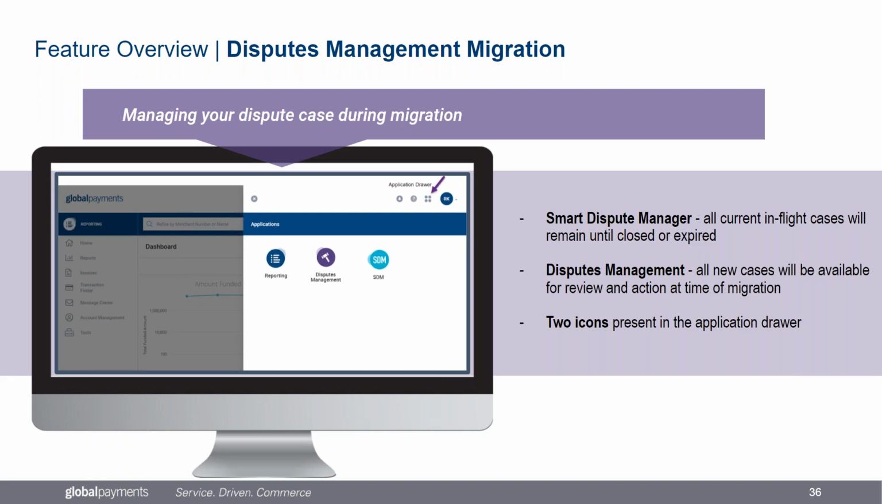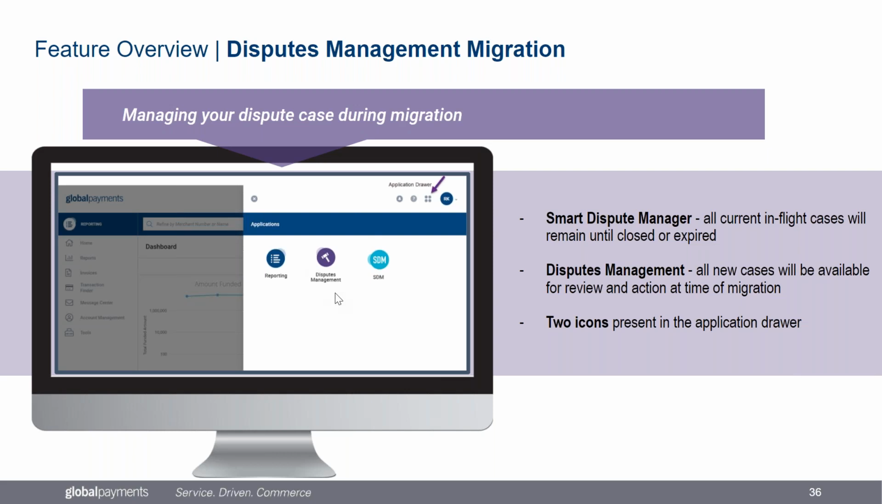So again, two icons are present in the application drawer. You will see that when you authenticate and log into Merchant Portal and navigate over to the application drawer. Once you do that, you're going to see these two icons. All your old existing cases in flight will be in SDM. All your new cases at the time of migration will be in dispute management.